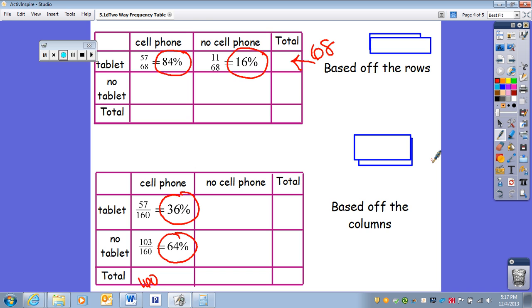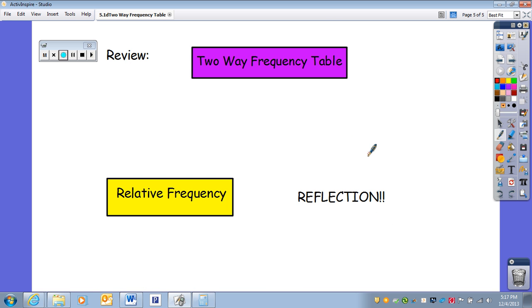So, to review, we can construct a two-way frequency table, which is used to show the data by categorizing it into two different categories. We can find relative frequency, which is a percent that describes our data by either dividing by the total amount of people or items surveyed, or we can find the percent based off of rows or based off of columns.